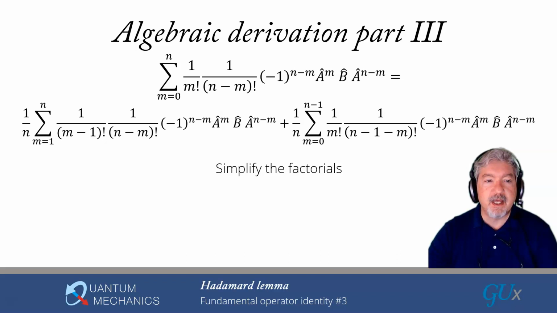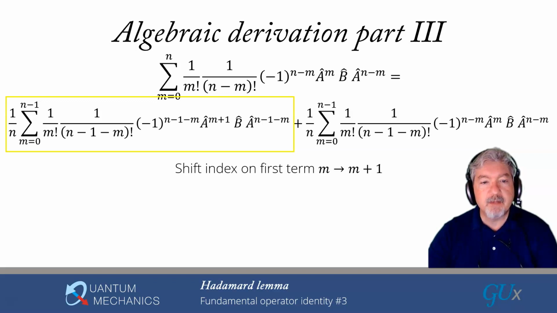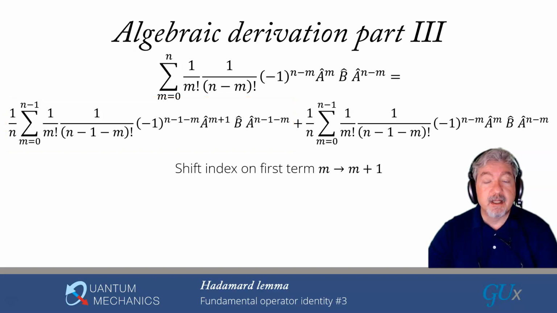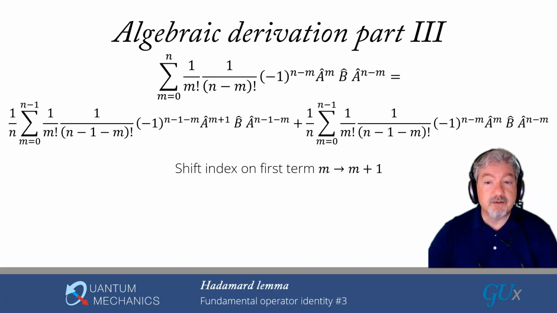Now we're going to do that shifting, like I said, in the second term. I'm going to shift m goes to m plus 1 in the summand, and there you go. I now get a 1 over m factorial. It becomes n minus 1 minus m factorial. It's minus 1 to the n minus 1 minus m. I get an a hat to the m plus 1, and I get an a hat to the n minus 1 minus m. I just have to go through and shift m goes to m plus 1 in every term in that summand. Let me go back again and show you what it was before I did the shift. And now here's what it is after I do the shift.